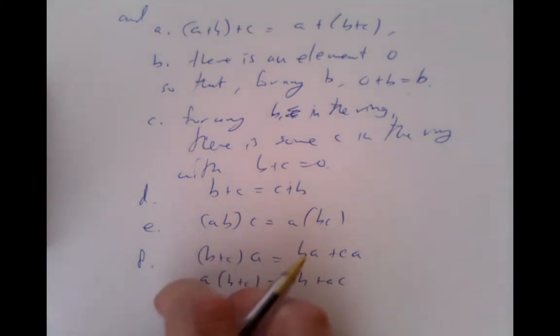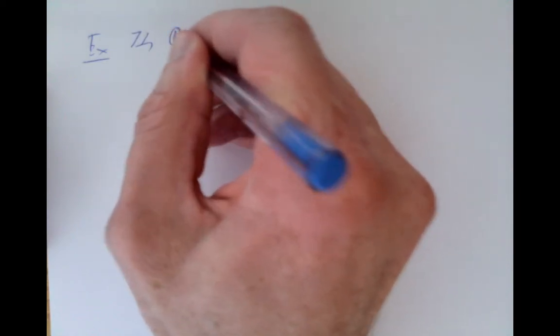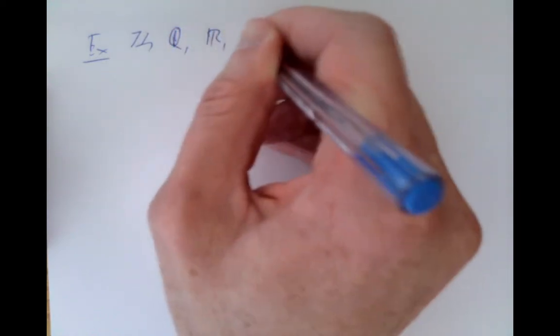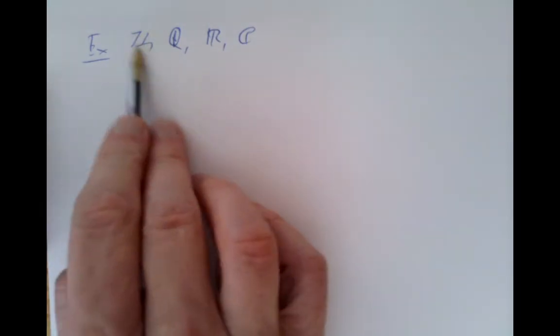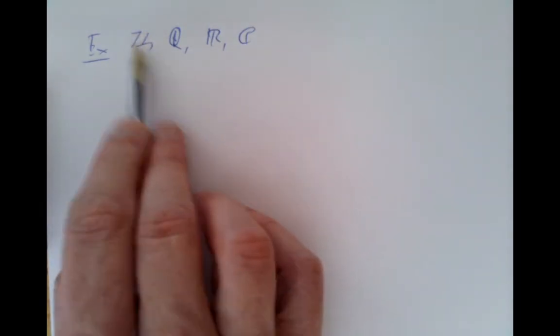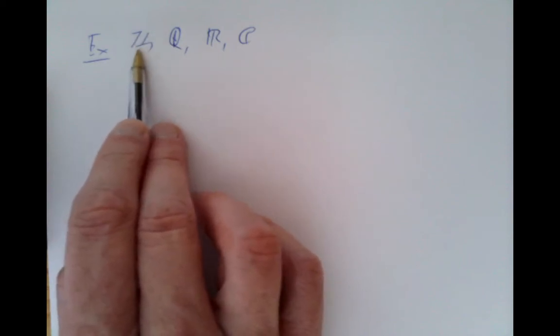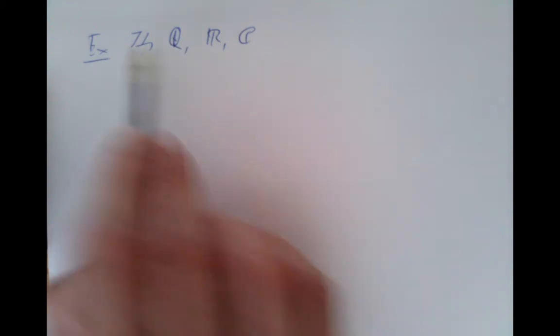So as examples of rings, we have lots and lots of examples. We already know that the integers are a ring, and the rational numbers are a ring, and the real numbers are a ring, and the complex numbers are a ring. So it's not that the integers are a bunch of rings. That's one single ring. It's a collection of objects, the integers. And when we add integers, we get integers. We multiply integers, we get integers. And we satisfy all those rules.